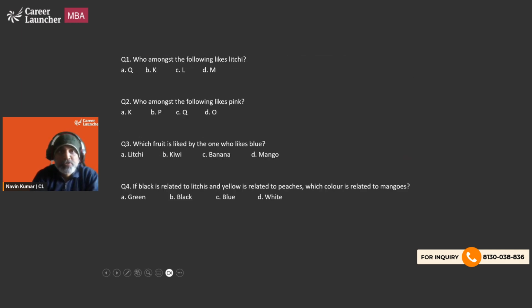Who amongst the following likes lychee? Who amongst the following likes pink? Which fruit is liked by one who likes blue? If black is related to lychees and yellow is related to peaches, which color is related to mangoes? So if you read this, it tells us that there are going to be some associations that we would know about. There are going to be some associations that we may not be able to fill yet. Okay, so at least 3 out of these 4 questions are going to be easy, because we do not have 'cannot be determined' or 'none of the above'. We have definite options here.